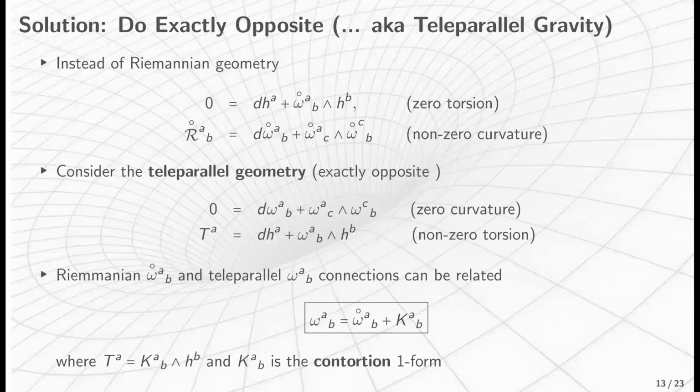So we do this, and we can then relate this Riemannian connection and this teleparallel connection using this relation, which tells us that this teleparallel connection is written as a Levi-Civita connection plus something we call the contortion one-form. This contortion one-form is related to torsion. And this is a very important relation because it allows us to almost trivially express everything we have in Riemannian geometry in terms of teleparallel geometry. Everything calculated from omega can be expressed in terms of the teleparallel connection plus contortion.